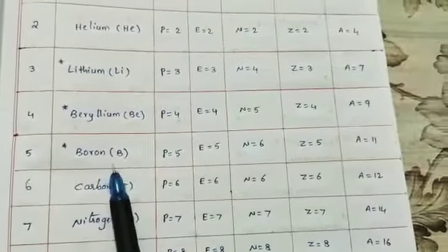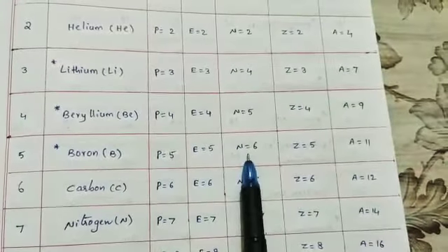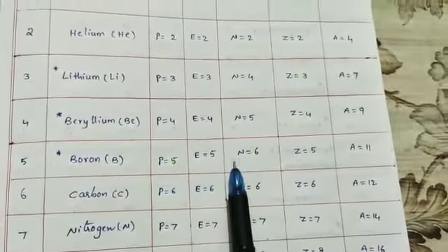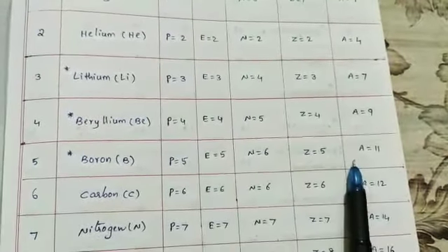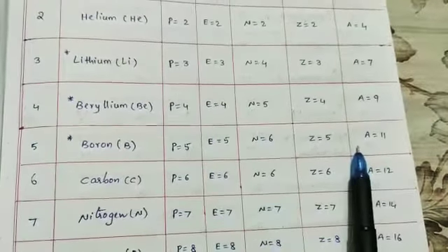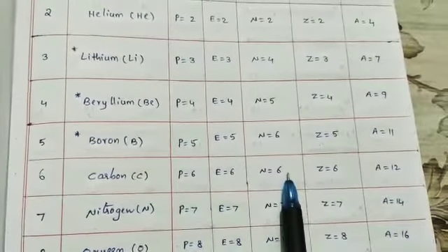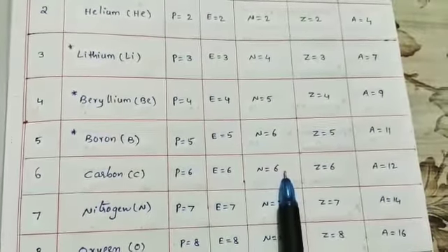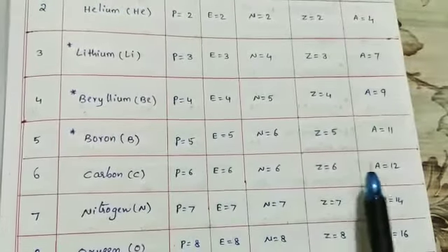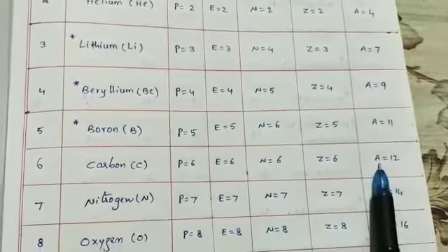The fifth element, boron, contains 5, 5, 6, an unequal number of protons, electrons, and neutrons. Therefore it is an odd element, a highly reactive element. For carbon, if we consider 6, 6, 6, protons, electrons, neutrons are the same, which means it is an even element. So the atomic weight is 12.